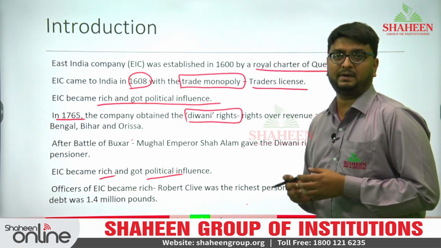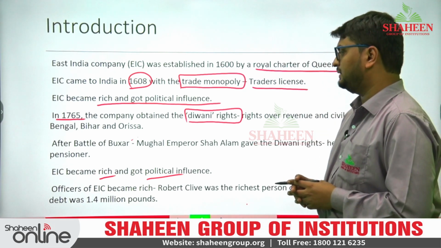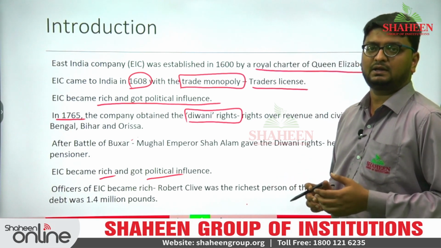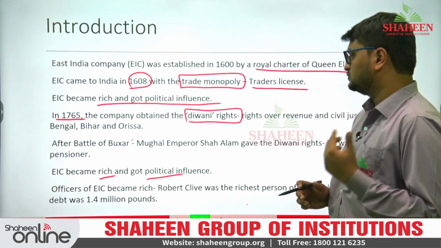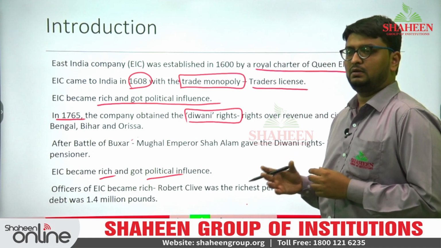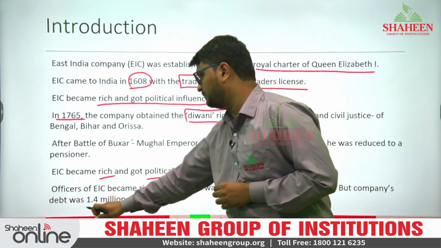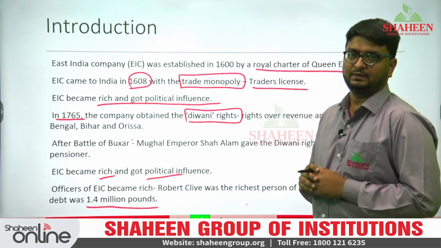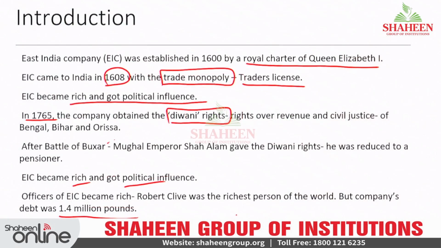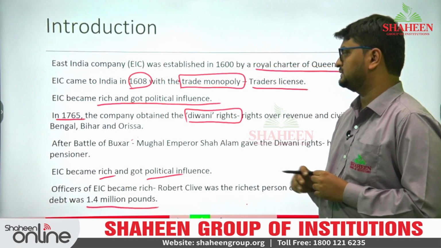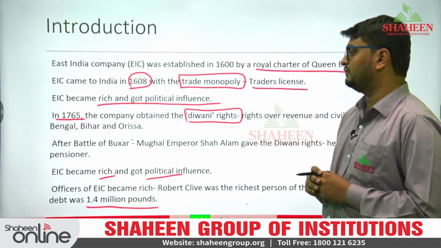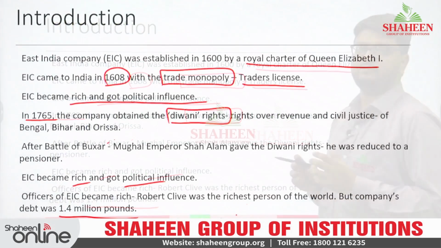So what happened actually after that? The directors and the workers at the East India Company got so rich, but the company actually had a debt of 1.4 million pounds. Why did it happen? The East India Company was doing trade for more than 150 years, and it had also got political influence by winning the battle of Buxar. But then a debt of 1.4 million pounds happened to them.